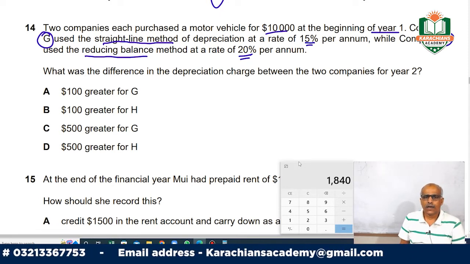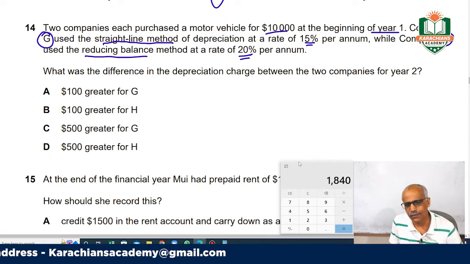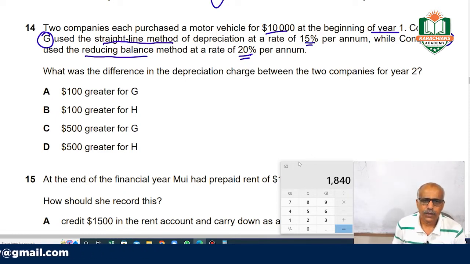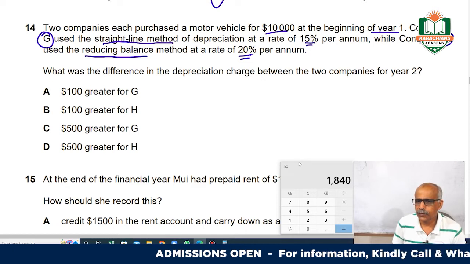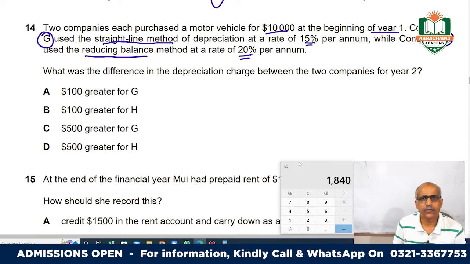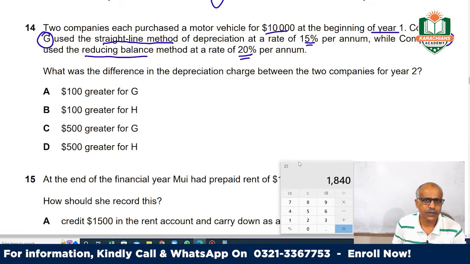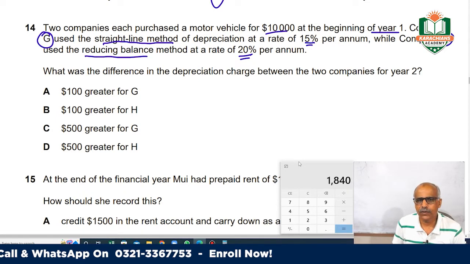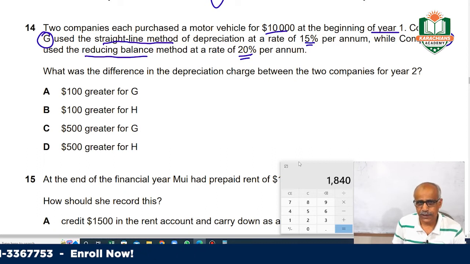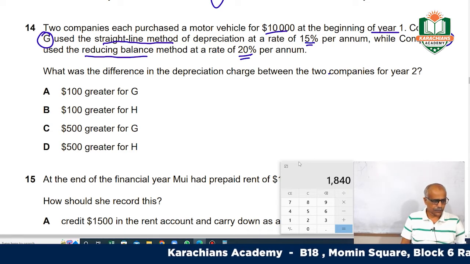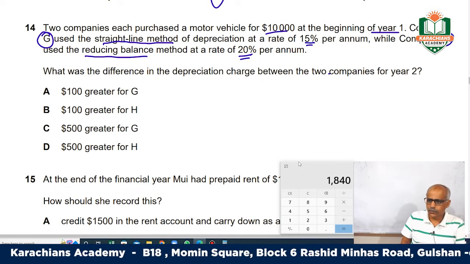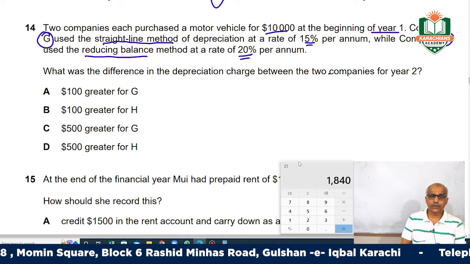Both companies have the same equipment of the same value, but their depreciation method is different. So how will this affect things? What was the difference in the depreciation charge between the two companies? One company maintains a different rate of depreciation on the same vehicle of the same cost, so we have to work out the difference. Question 14.